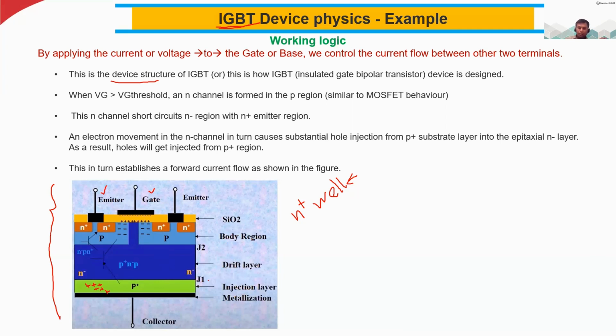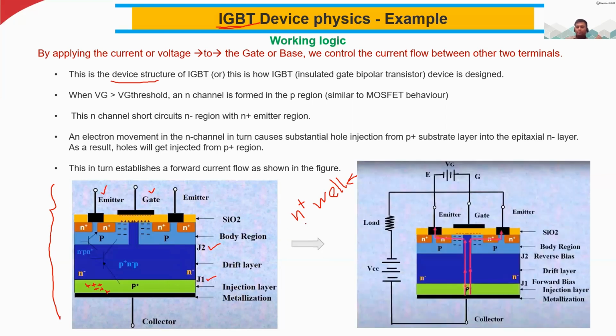And here, the most important thing is we have two major junctions, called J1 and J2. J2 is the meeting point of the P type region and the N minus type region. J1 is the meeting point of N minus and P plus. So this meeting point we can also call a junction. So junction 1, junction 2.